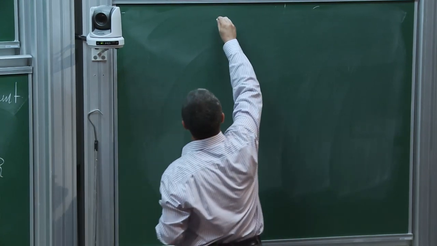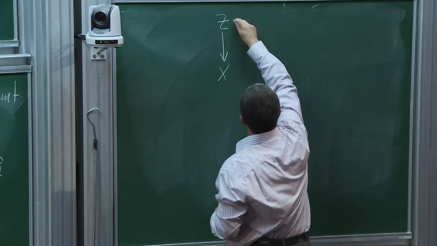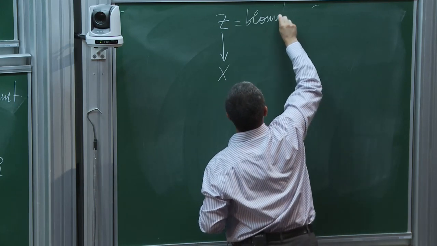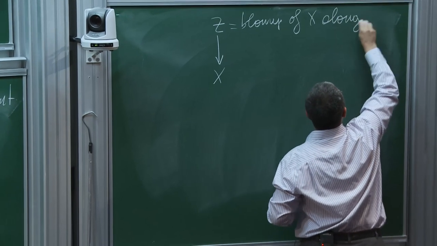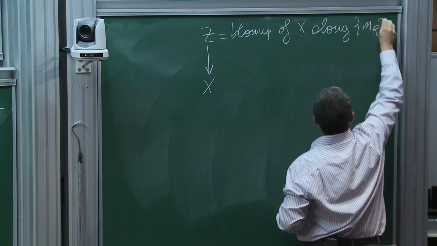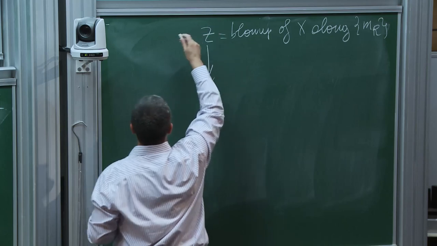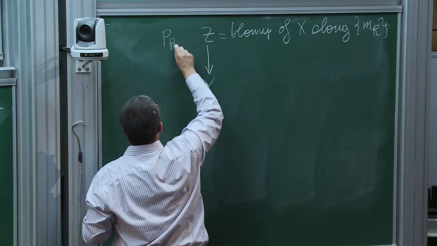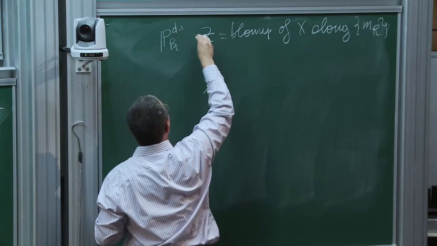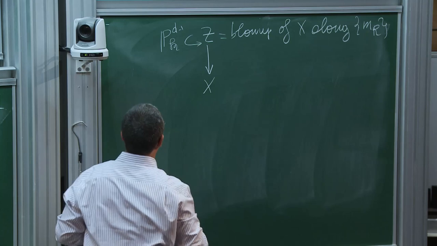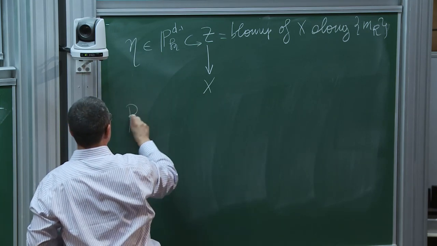That one considers the blow up of X along the closed point, which is the maximal ideal. This works for all D. So we have a projective space sitting inside. It's going to have a generic point, and it's a DVR, the local ring.